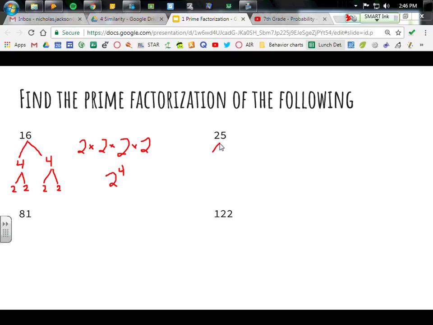25 can be factored down into 5 and 5. And that's it. That's as much as you can do. So for 25, the prime factorization is 5 times 5, or 5 squared.